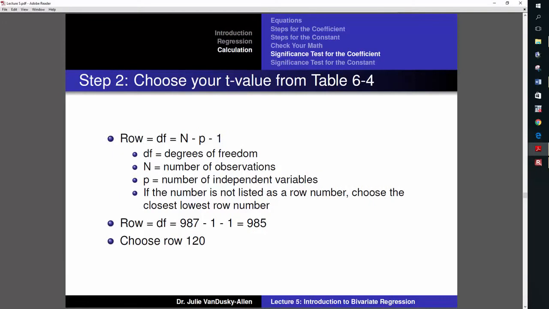Next, you have to choose the t-value you will use from table 6.4. You will choose a row and a column in this table, and the t-value that intersects that row and column will be the t-value you use. In order to choose your row, you have to calculate the number of degrees of freedom you have. The degrees of freedom equal the number of observations minus the number of independent variables minus 1. Recall that I had 987 observations in my analysis, and I had one independent variable. So 987 minus 1 is 985.